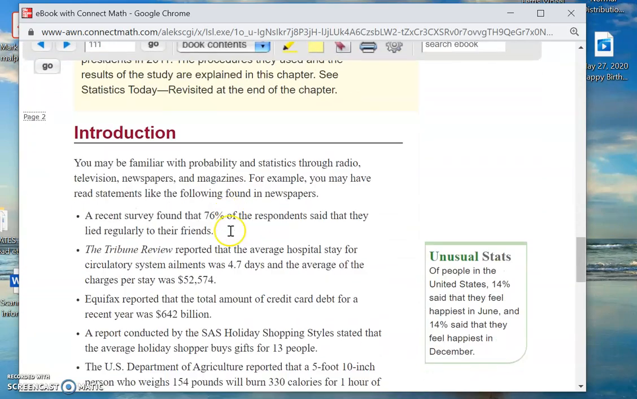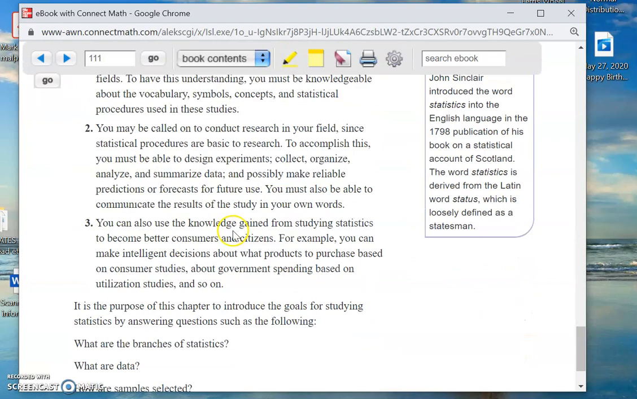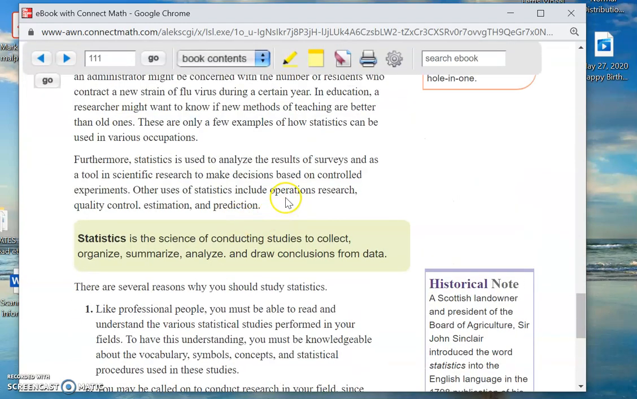Am I making you dizzy by going so quickly through the screens here? Sorry about that.